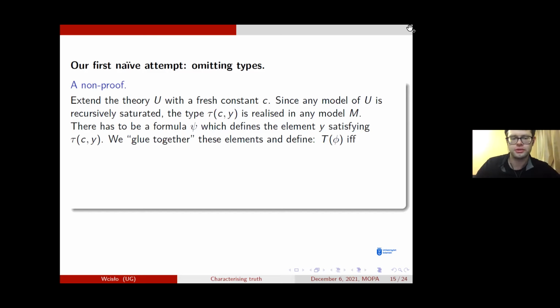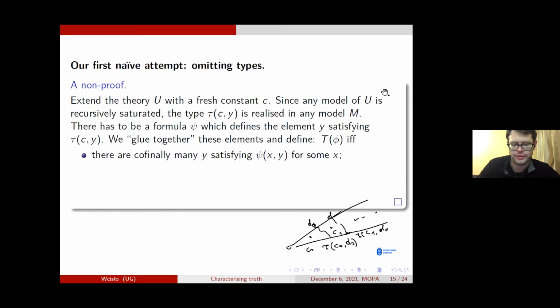So all I'm saying will be a wrong proof, right? You have some portion, C0, and here is something that satisfies this portion of the type, your D0. Then you have some C1. Here is D1, which codes the elementary diagram up to C1. And you can define it so forth and so on. It seems you can glue it because all those D's are defined with the very same formula Psi. So you simply say there are cofinally many Y's satisfying Psi of X, Y.